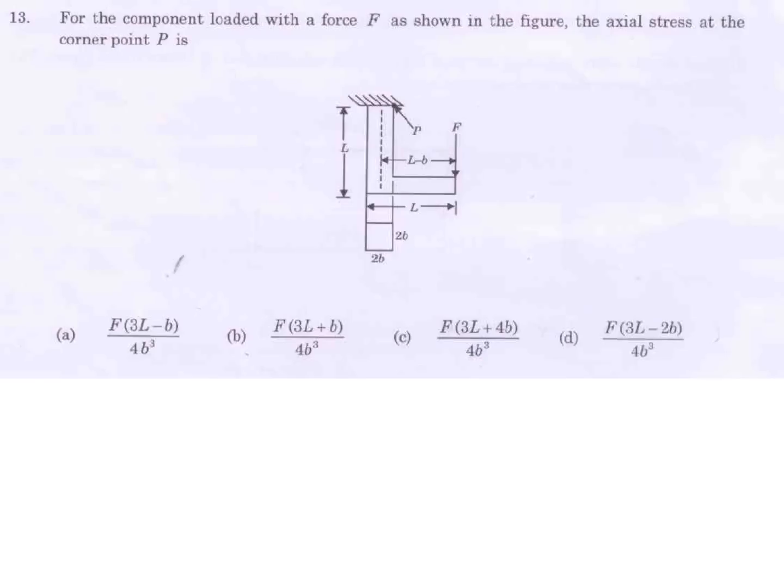For the component loaded with a force F as shown in the figure, the axial stress at the corner point P is how much? In this question they asked how much axial stress. So here what we will do, this force F will resolve like this: one force F and one force F. They will balance each other. So this force and this force F will provide one couple, with moment F into L minus B, and one more, this tensile force F, axial force tensile in nature.